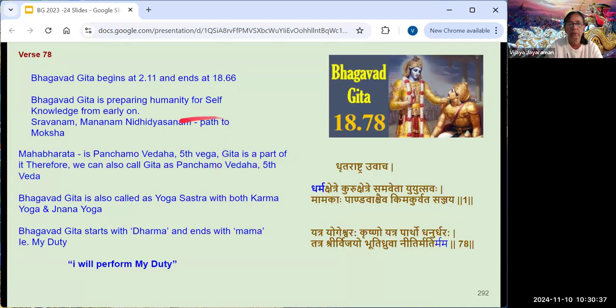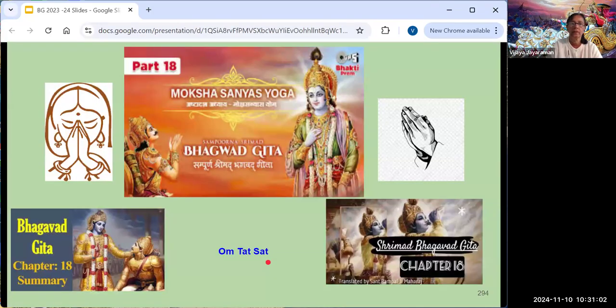Bhagavad Gita is preparing humanity for self-knowledge from early on. Shravanam, Mananam, Nididhyasanam, the path to moksha. Mahabharata is Panchama Vedaha. Gita is part of Mahabharata. Therefore, it is also Panchama Vedaha. Bhagavad Gita is also called Yoga Sastra, with both Karma Yoga and Jnana Yoga. It starts with Dharma and ends with Mama Dharma. I will perform my duty. This is the end. We stop here.